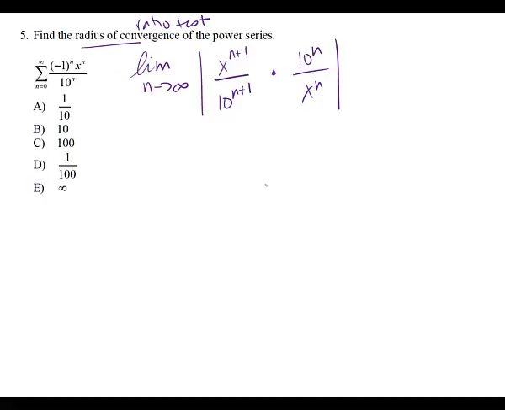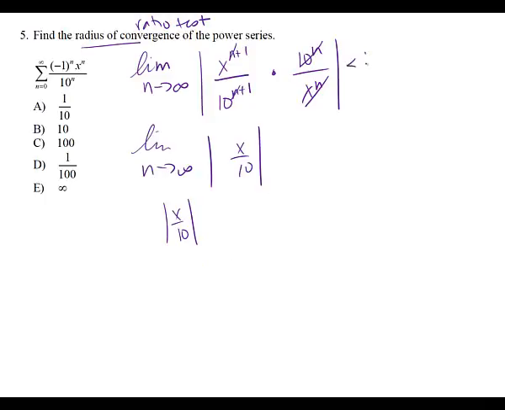All right, from there, what happens? Cancel the n. So x to the n goes and 10 to the n goes. So I am left with the limit as n approaches infinity of x over 10. Is there anywhere to plug in the n? No. So my limit is actually the absolute value of x over 10.